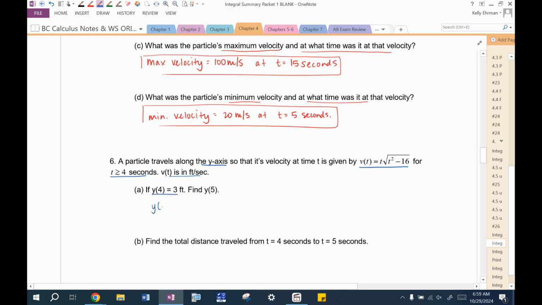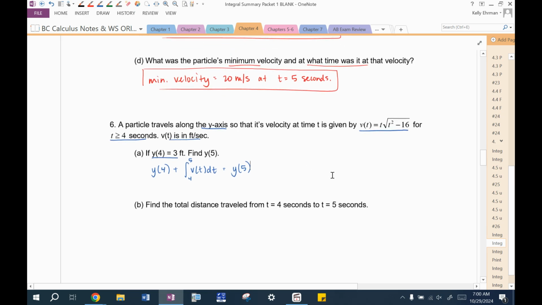So set up the fundamental theorem. That's y of 4 plus the change in position from 4 to 5 of v of t dt is equal to y of 5. And let's not use a calculator for this one. We could do a calculator, but this could also be non-calculator. We need to practice our u sub.